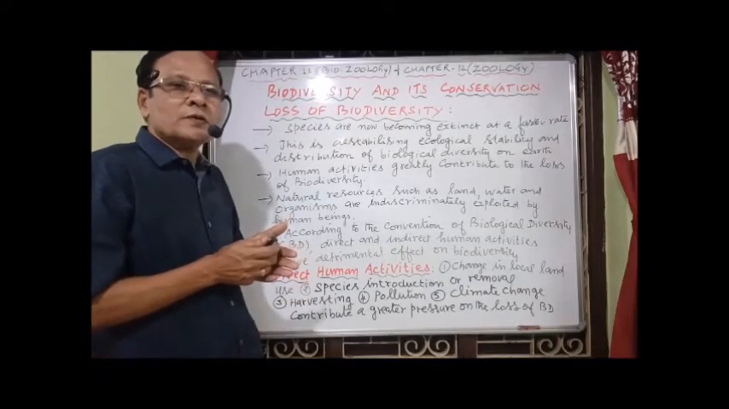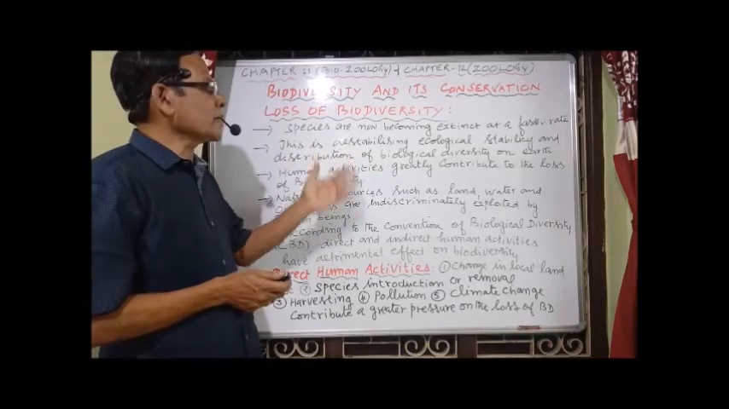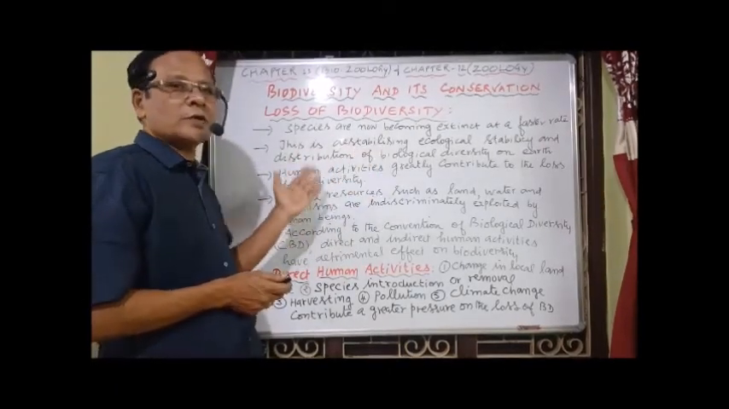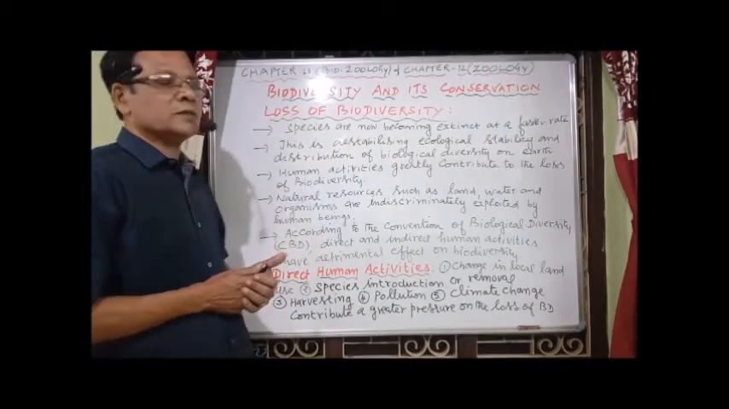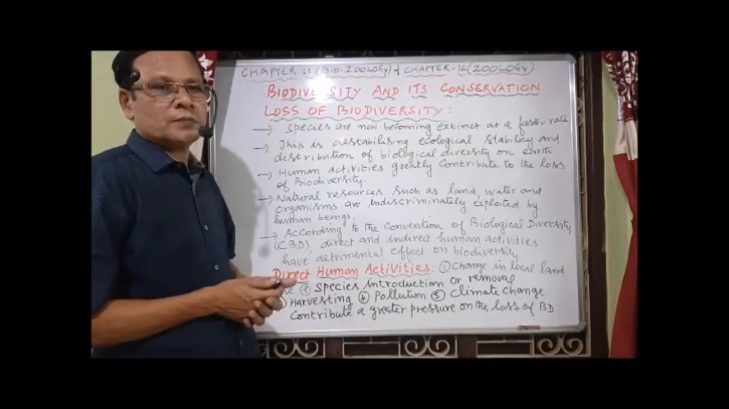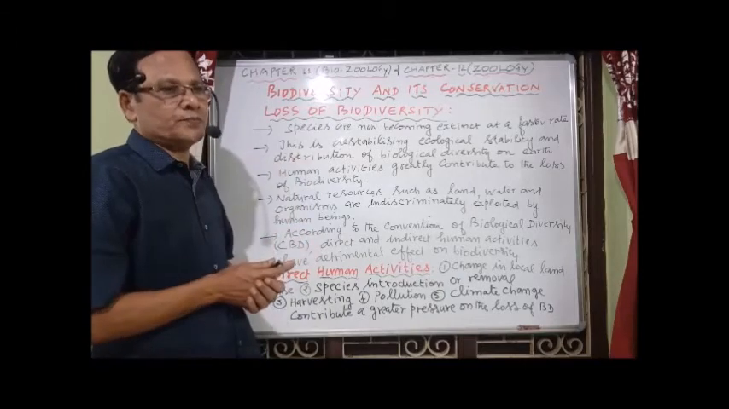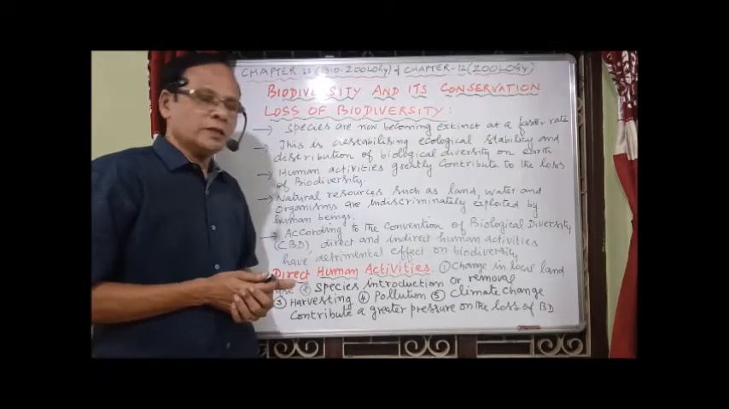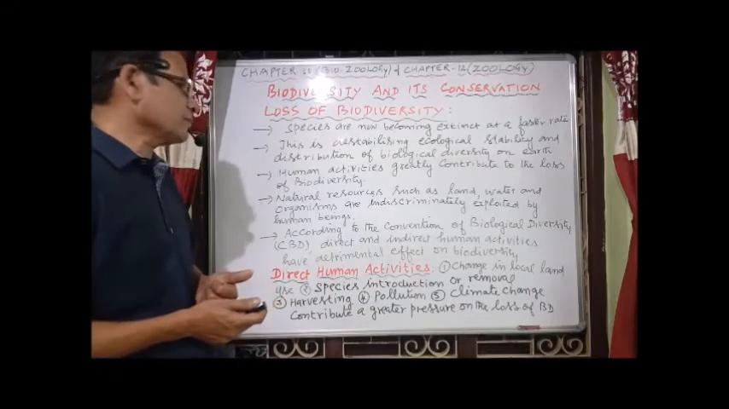So what is the reason for the loss of biodiversity? The main reason is human activities. Human activities greatly contribute to the loss of biodiversity. We have natural resources in the form of land, water and organisms. All have been indiscriminately exploited by human beings.